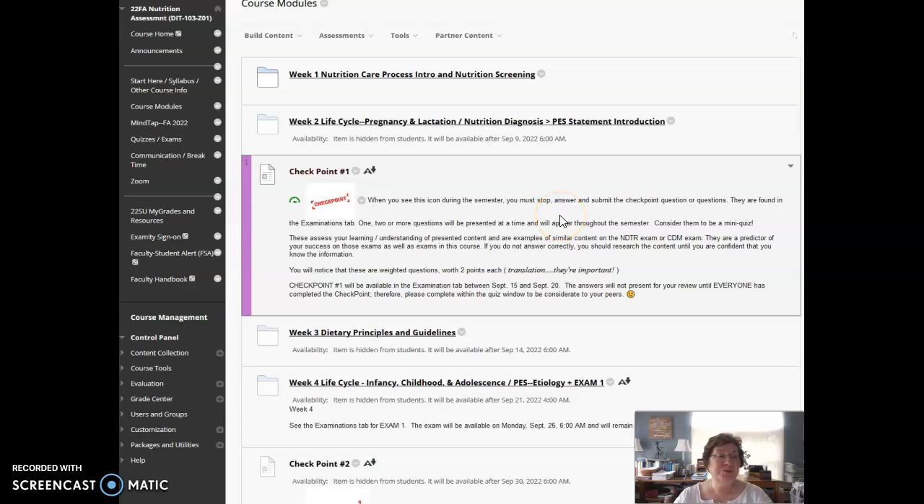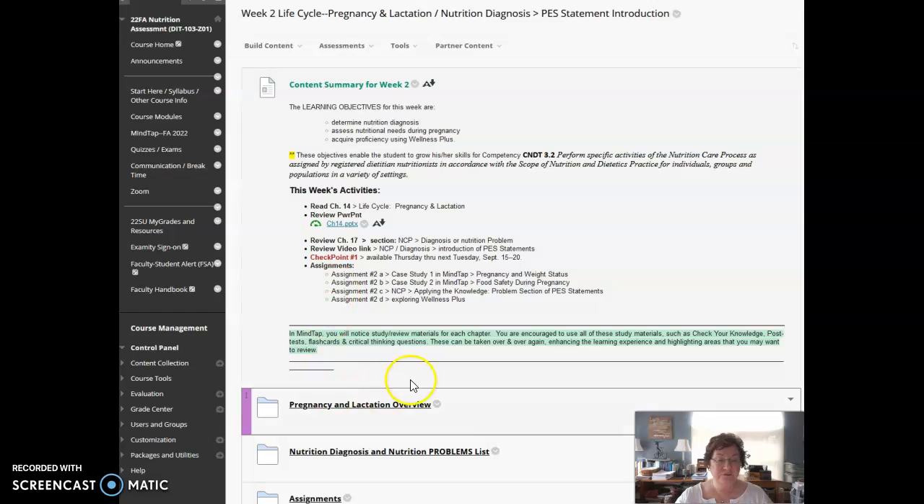This is week 2, and we'll be looking at pregnancy and lactation, and you'll look again at the nutrition care process. So let's click into that folder.